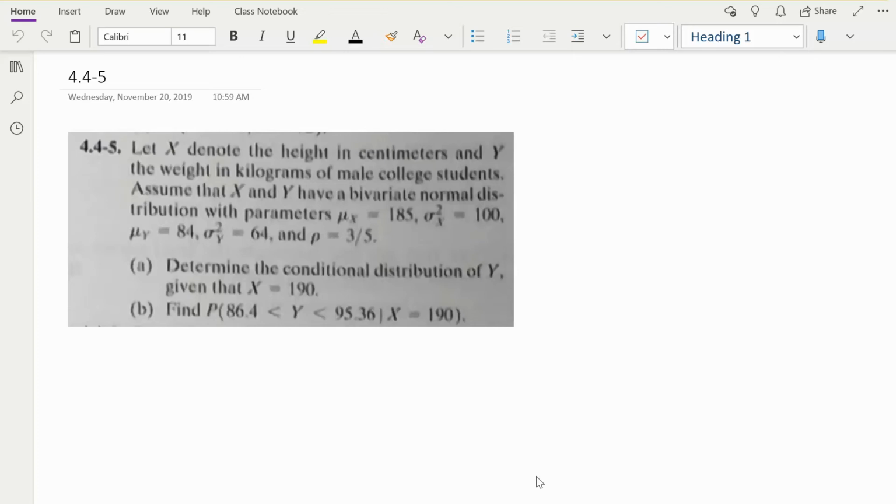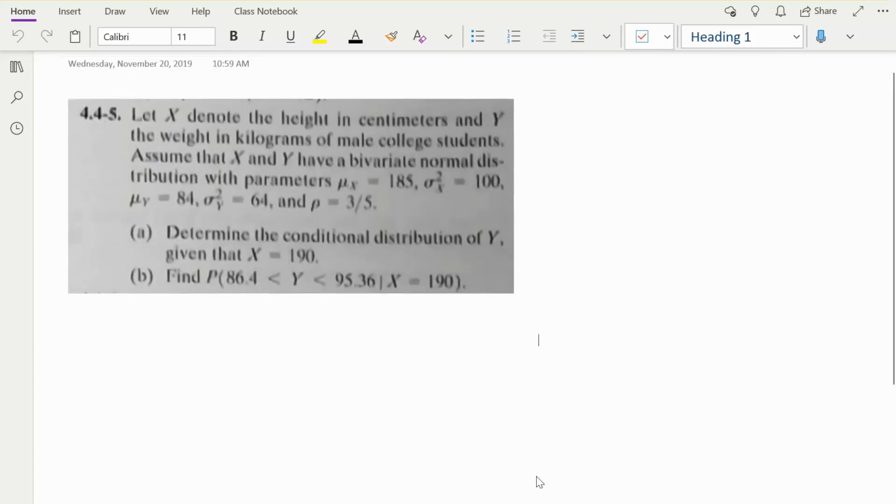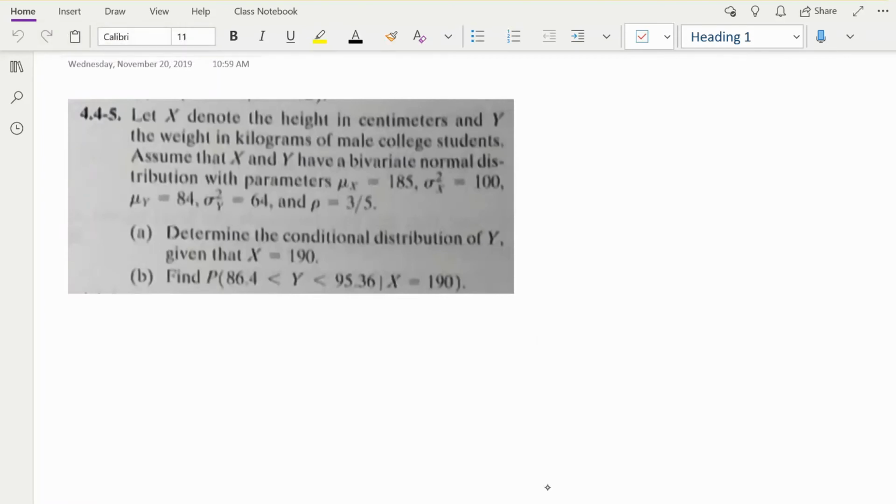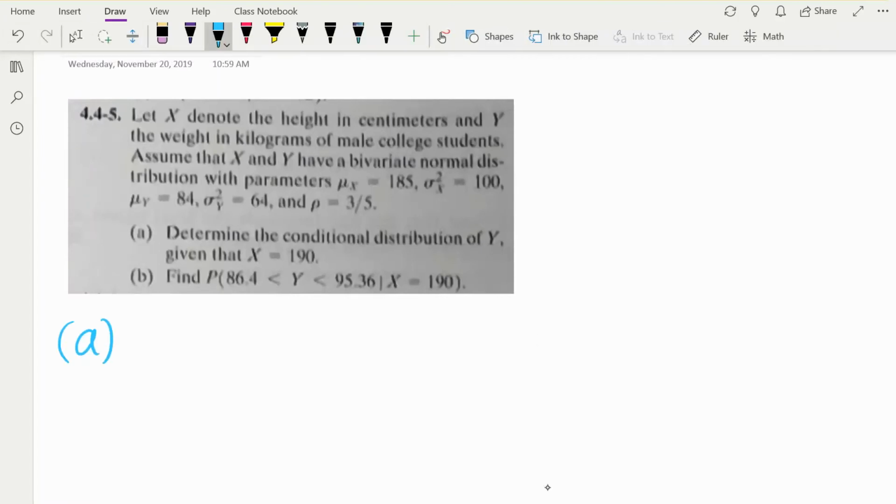Determine the conditional distribution. So it's not asking you to actually find the PDF. It's just asking what kind of distribution it is, and what parameters it has. I'm gonna go with normal. It's a pretty safe bet.